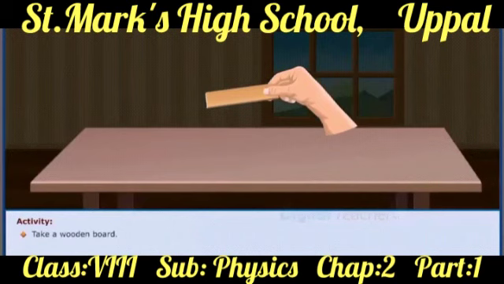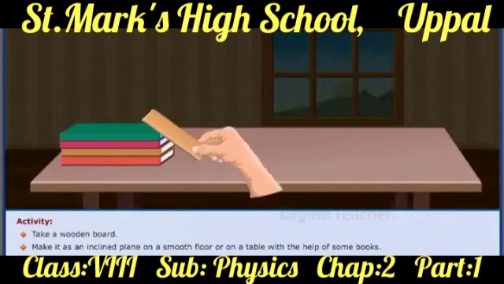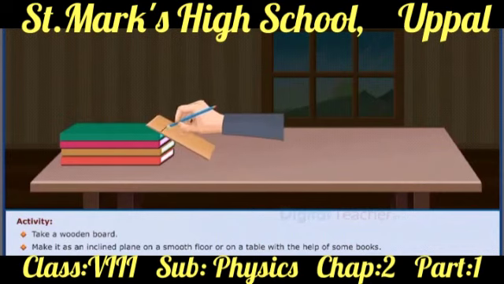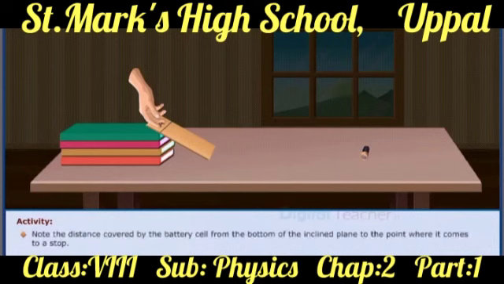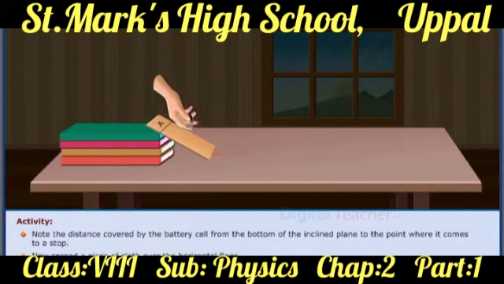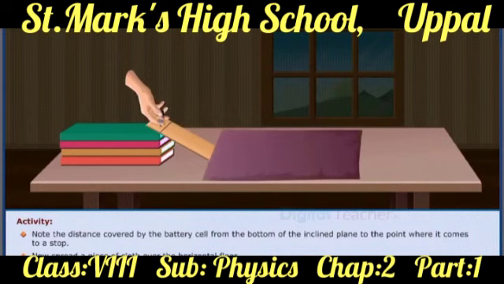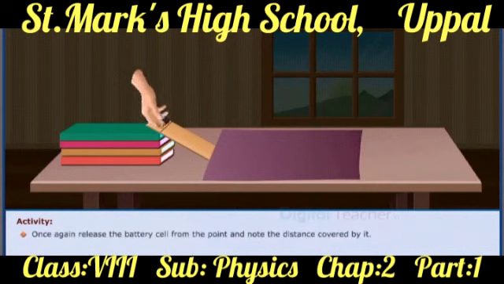Take a wooden board. Make it as an inclined plane on a smooth floor or on a table with the help of some books. Put a mark on the inclined plane and label it as A. Now, take a battery cell and release it horizontally from point A. Note the distance covered by the battery cell from the bottom of the inclined plane to the point where it comes to a stop. Now spread a piece of cloth over the horizontal floor. Make sure that there are no wrinkles in the cloth. Once again, release the battery cell from the point and note the distance covered by it.